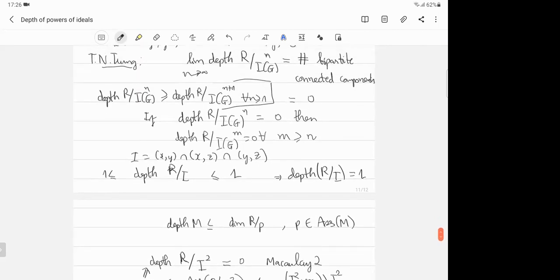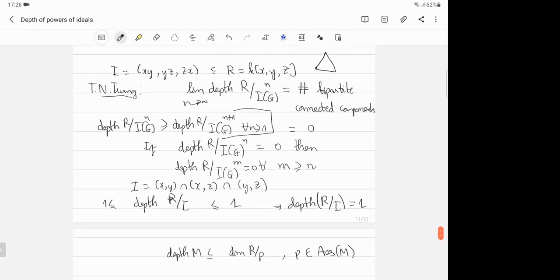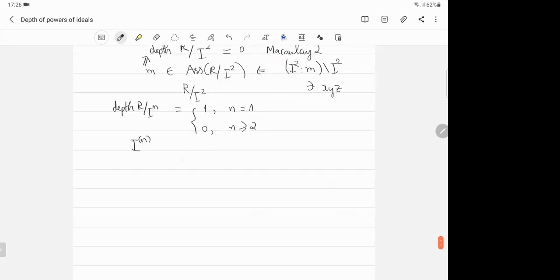Maybe the nicest class is if you take ideals generated by a complete intersection, so ideals generated by a regular sequence. Then for this class, the depth remains constant. So that is maybe the nicest class.